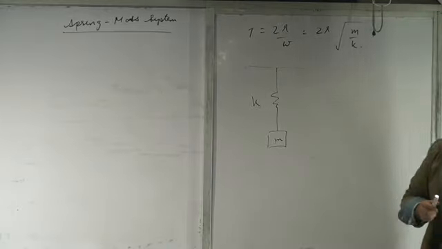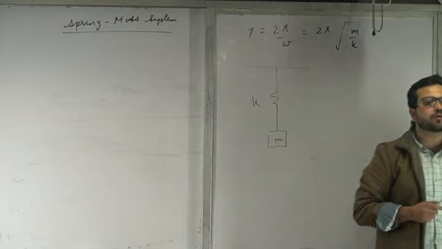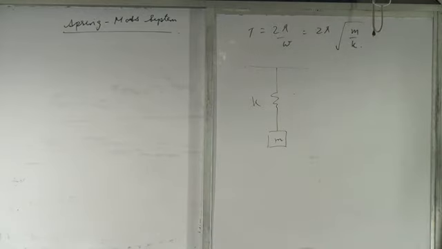Displacement always has to be from the mean position. F is equal to minus kx, x always has to be from the mean position.